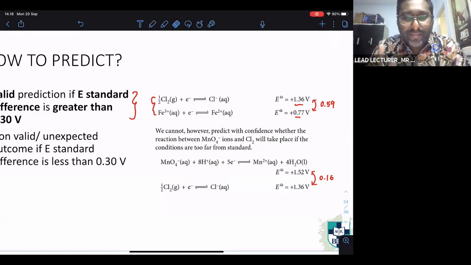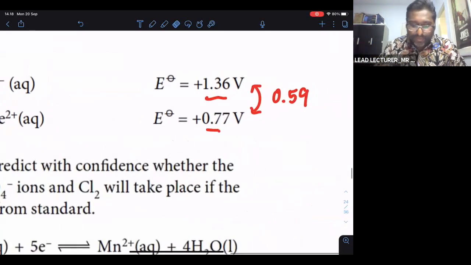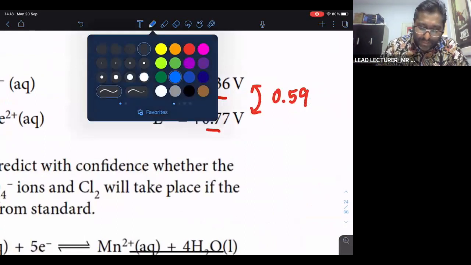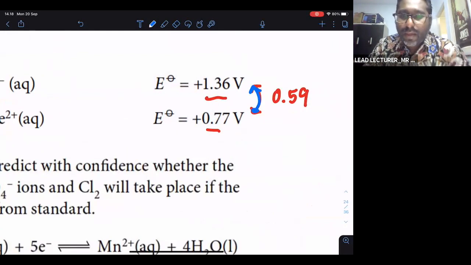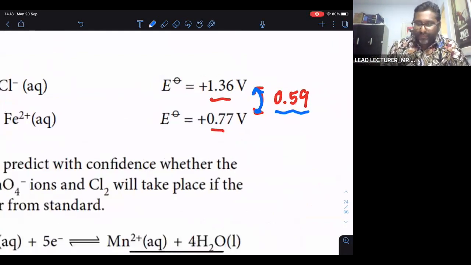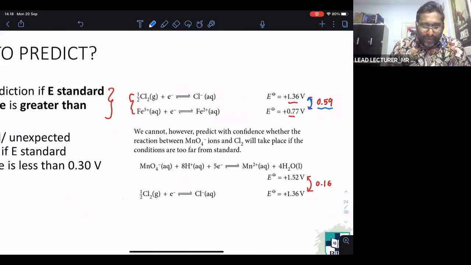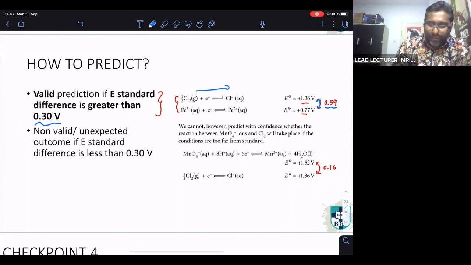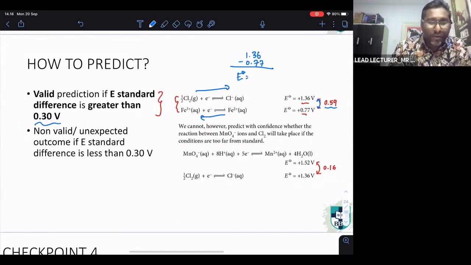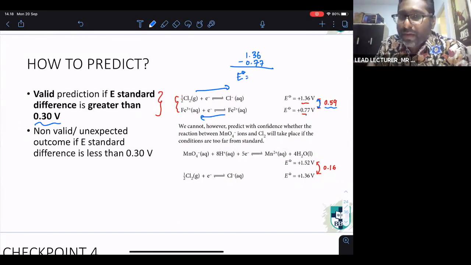Okay, what you need to do first is find the difference between them. You just minus 1.36 and 0.77. You see the difference is 0.59. If the difference is greater than 0.30, no problem, you can use your prediction. What is your prediction? This one will go to the right, this one will go to the left. If it is right, 1.36, and this is left, negative 0.77, I can find my E value. So most likely the prediction will be correct.